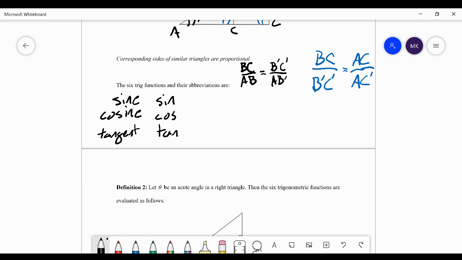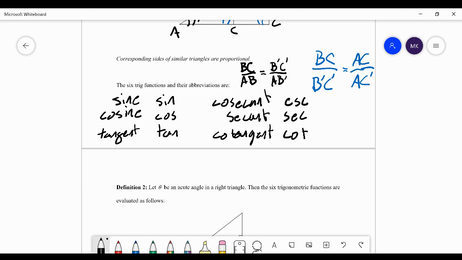And then we have 3 more, that is the cosecant, secant, and cotangent. Okay, and cosecant is CSC, secant is SEC, and cotangent is COT.